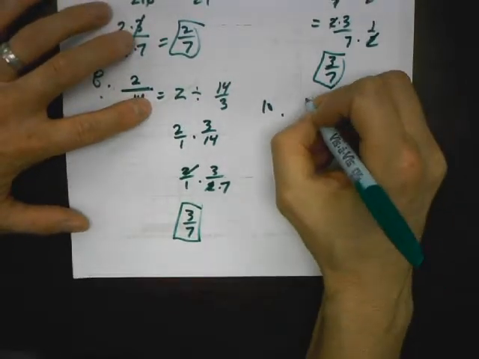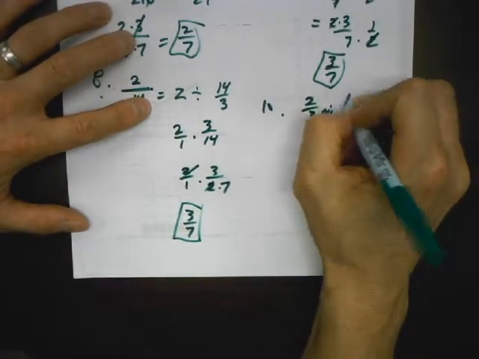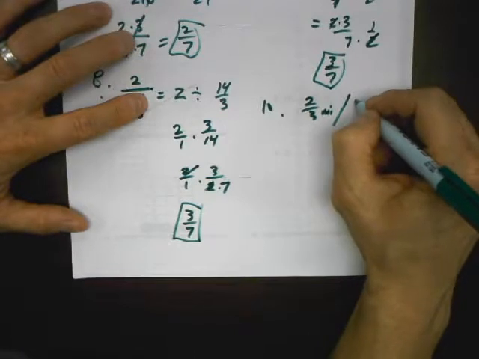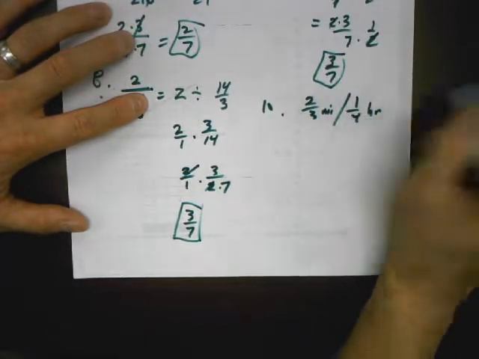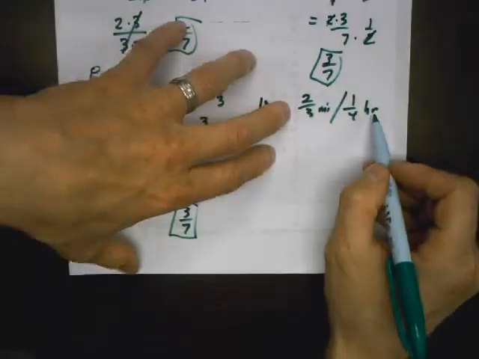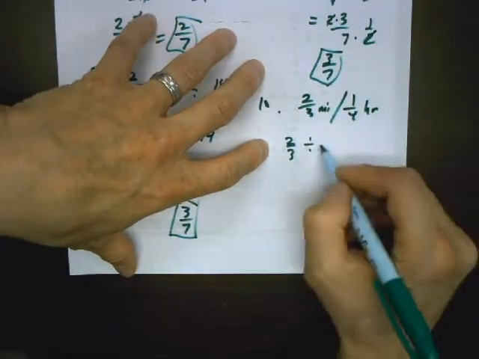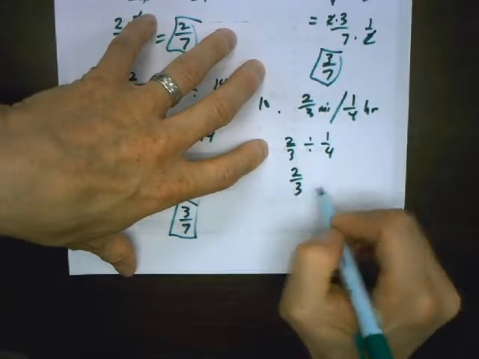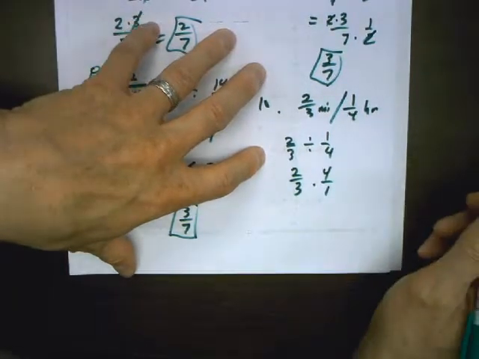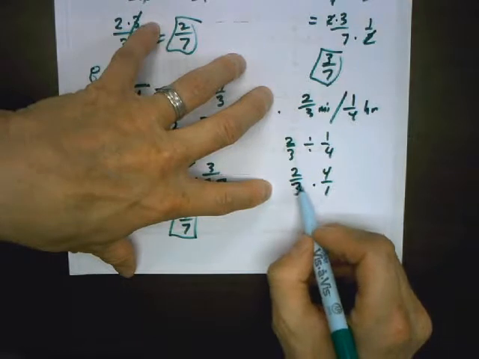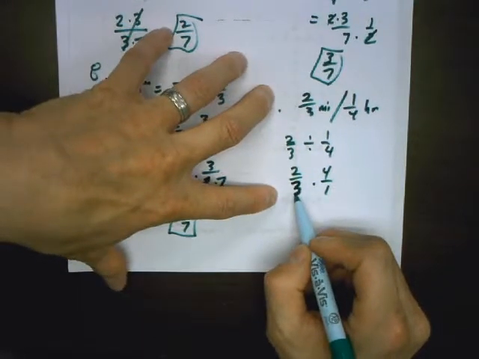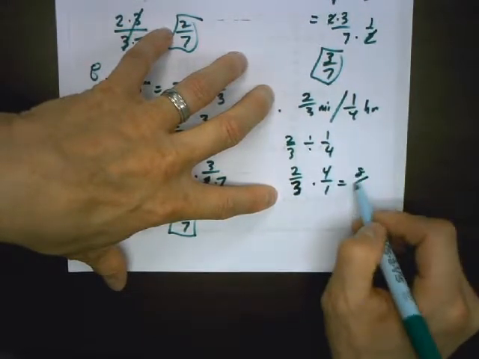Larry can swim 2/3 miles in, that means over, or slash, 1/4 hour. What's his unit rate? Okay, so remember, time on the bottom. So I go 2/3. This means division. All fractions are division problems. 2/3 times 4 over 1. We multiply by the reciprocal. Now, 3 is prime. If 3 is prime and doesn't go into any of these, I can just multiply 8/3.